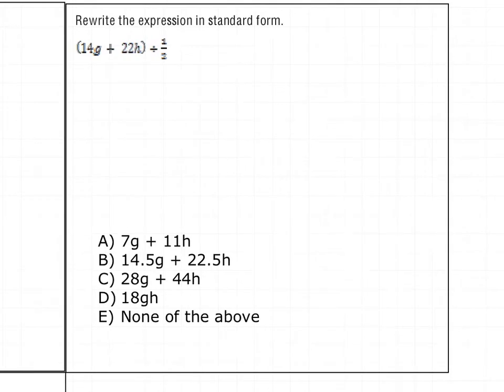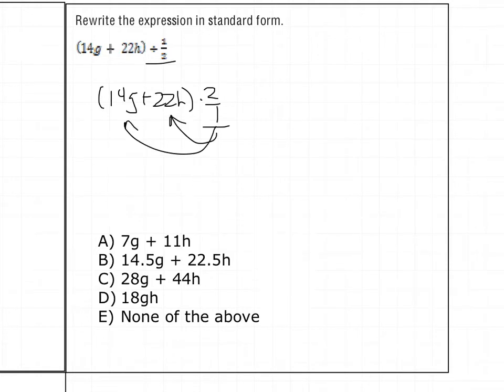Coming over here, write the expression in standard form. We see this is a division, which we need to change to a multiplication. So we're going to multiply by the reciprocal, which would be 2 over 1. So it's 14g plus 22h times 2 over 1, which is really just 2. We're going to distribute that in. Multiplying by 2 is going to give me 28g plus 44h. Answer choice C.